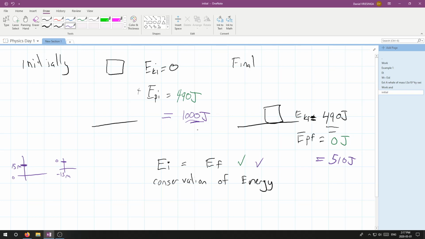Okay. So this is what we have here. We have this potential energy now, and that's what the EP stands for. So I grab my pen here, and I'll say that EI equals EKI plus EPI, and EF equals EKF plus EPF.